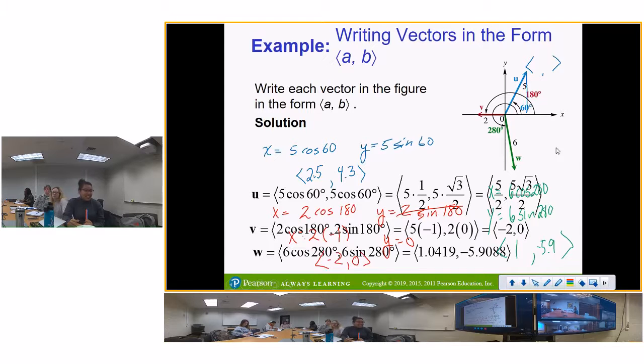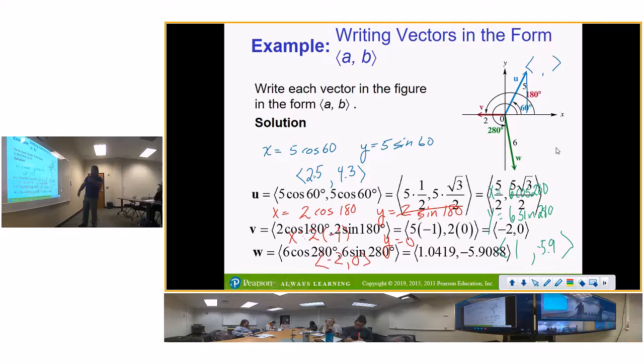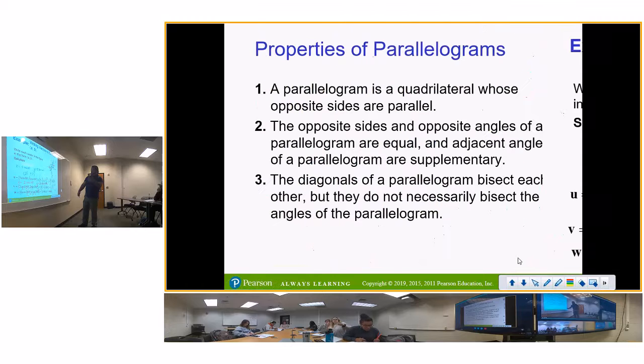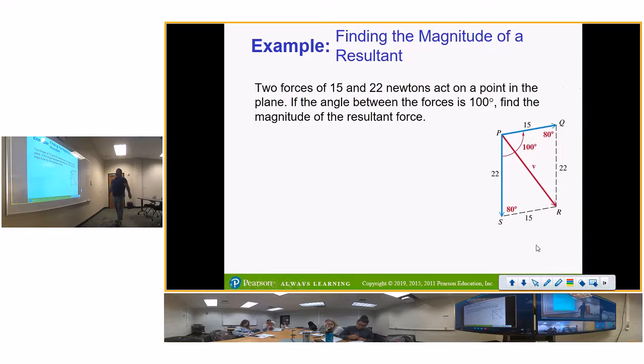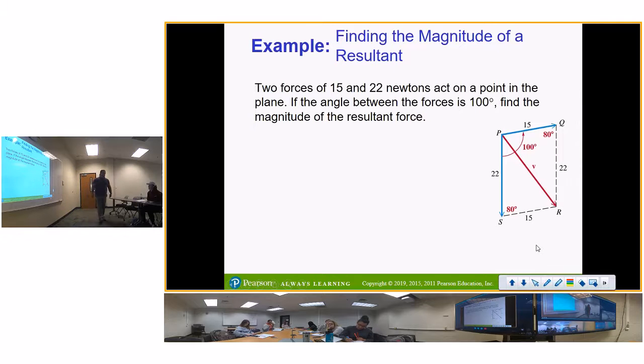Y'all got -5.9. Thank you. And that's supposed to be 1.04, people. 1.04, whatever. Okay, we talked about a parallelogram, opposite sides. I'm not going with diagonal. We talked about that. Here we go. This is a resultant vector.